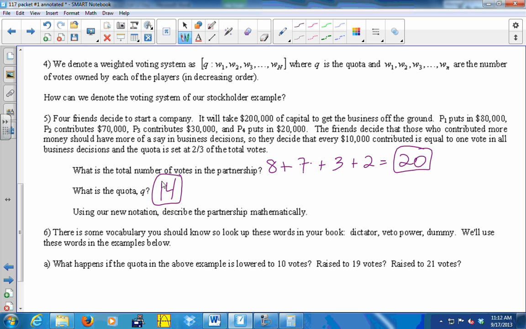And the quota can be determined differently in lots of different situations. So sometimes you just need a majority. Sometimes you need 2/3. Sometimes you need unanimity, right? Everyone has to agree. So before we move on, can anybody think of a situation where a 2/3 vote is required to pass a motion?